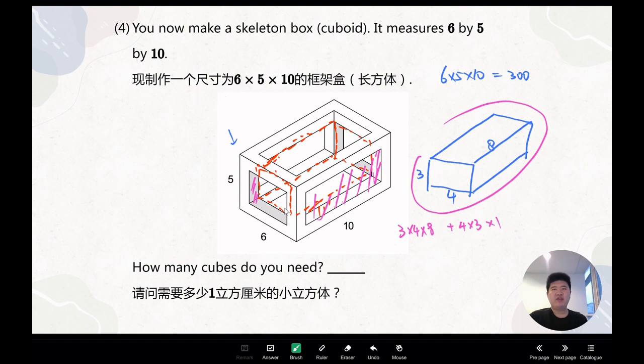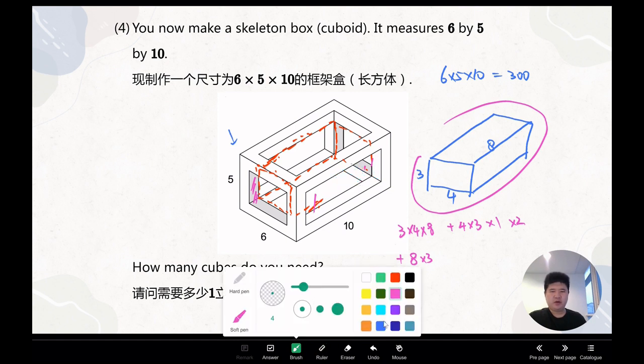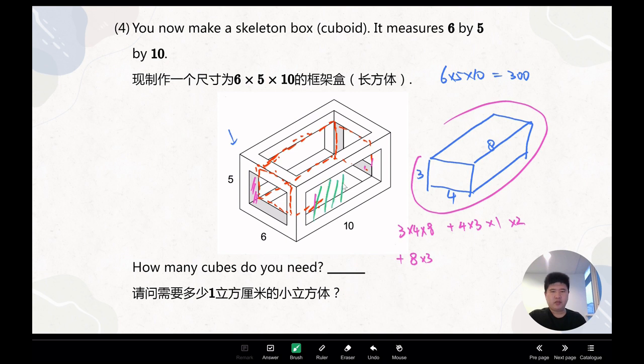But in the front we have it, in the back we also have it. So we just multiply by 2 again. And next one is 8 times 3. 8 times 3 is a face on the right side, which is a face I'm just erasing. This part is 8 times 3. And we multiply by 2 again because on the right side we got it, on the left side we also got it. 我们在这儿是8乘3，但是右边有一个，左边也有一个。那还有上面和下面呢 we still have the top and bottom.